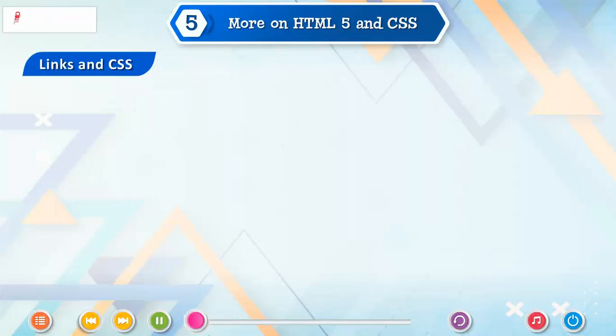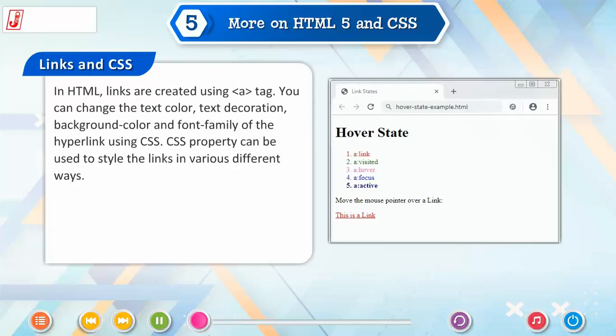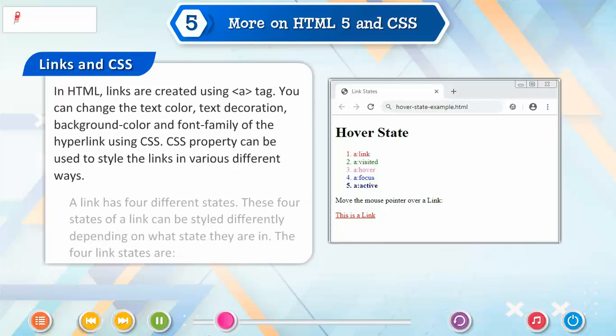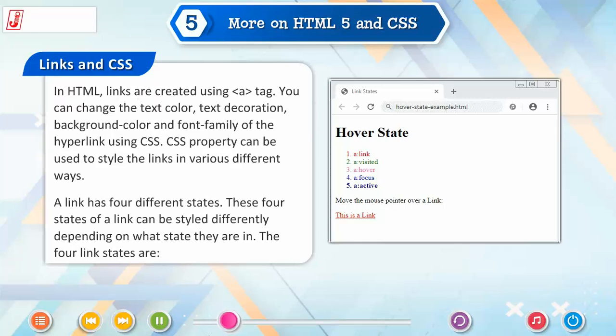Links and CSS. In HTML, links are created using anchor tag. You can change the text color, text decoration, background color, and font family of the hyperlink using CSS. CSS property can be used to style the links in various different ways. A link has 4 different states. These 4 states of a link can be styled differently depending on what state they are in.